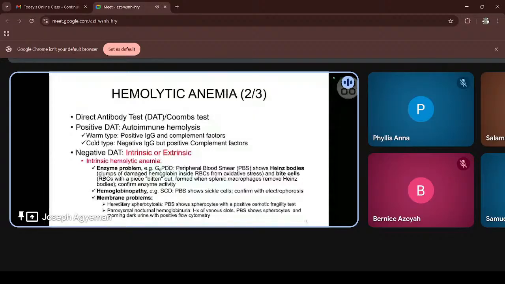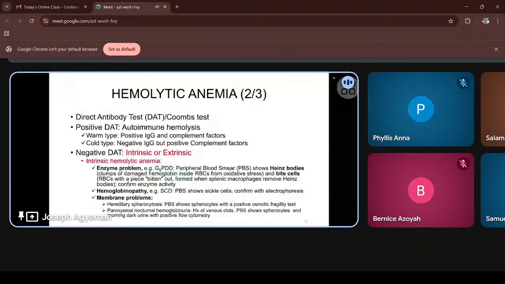So if you have a red cell enzyme problem like glucose-6-phosphate dehydrogenase deficiency, G6PD, it means that you are unable to fight the presence of oxidants. It means the red cells are going to be destroyed. In this case, normally, if you do a peripheral blood smear, you realize that the red cells are presenting as cells called Heinz bodies. So your red cells will appear as Heinz bodies.